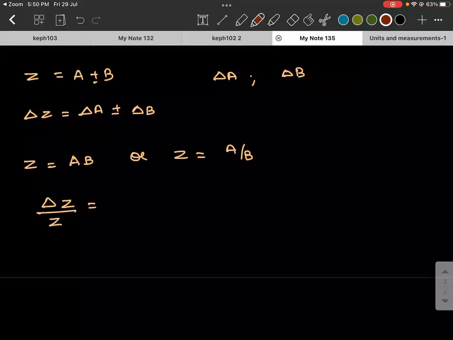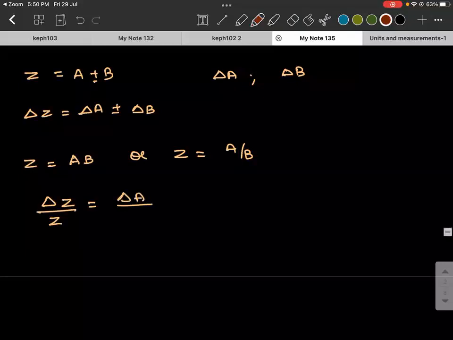What is delta Z by Z called? It's called relative error. You have heard of this term, relative error? So what is the procedure? I'll come to that. So the relative error in Z is equal to the relative error in A plus the relative error in B. Am I right? It is the same case with respect to both.